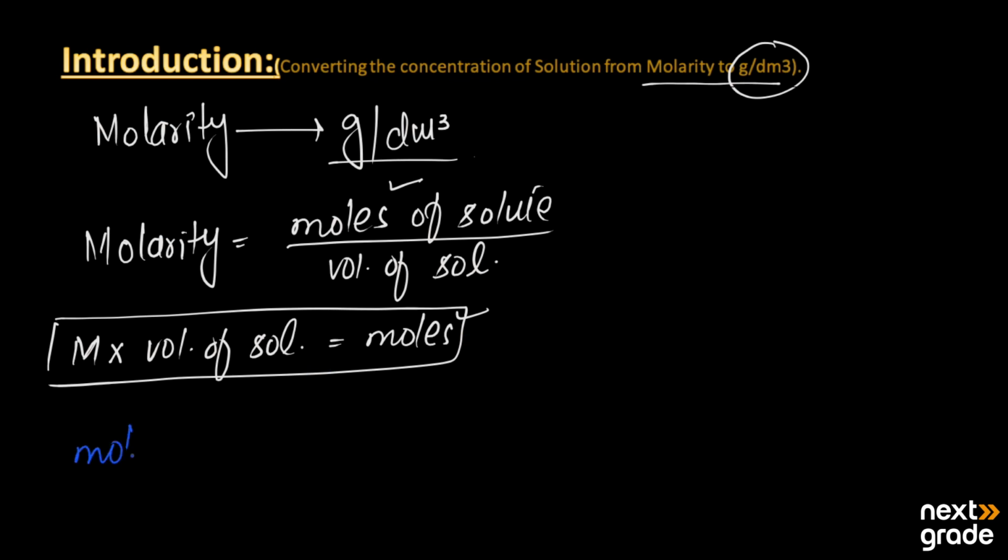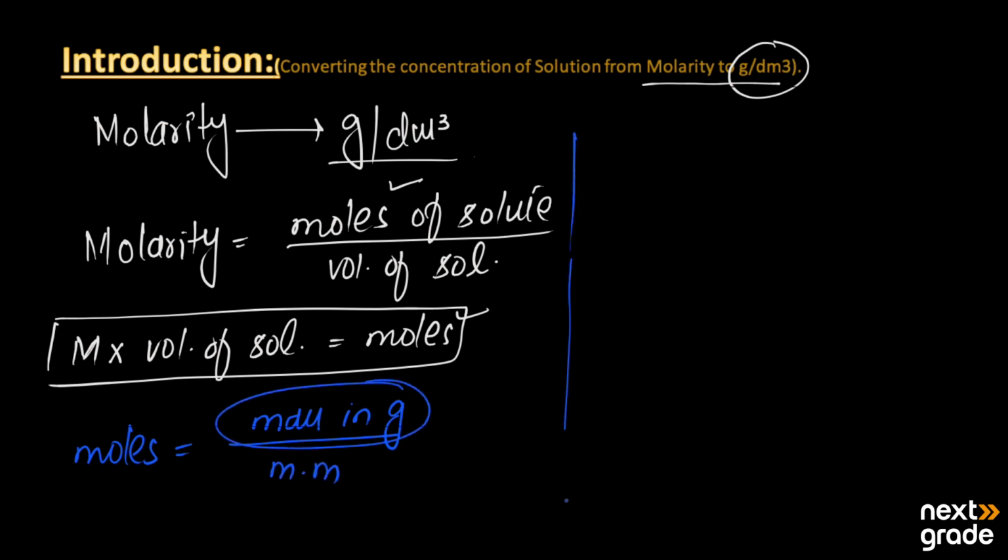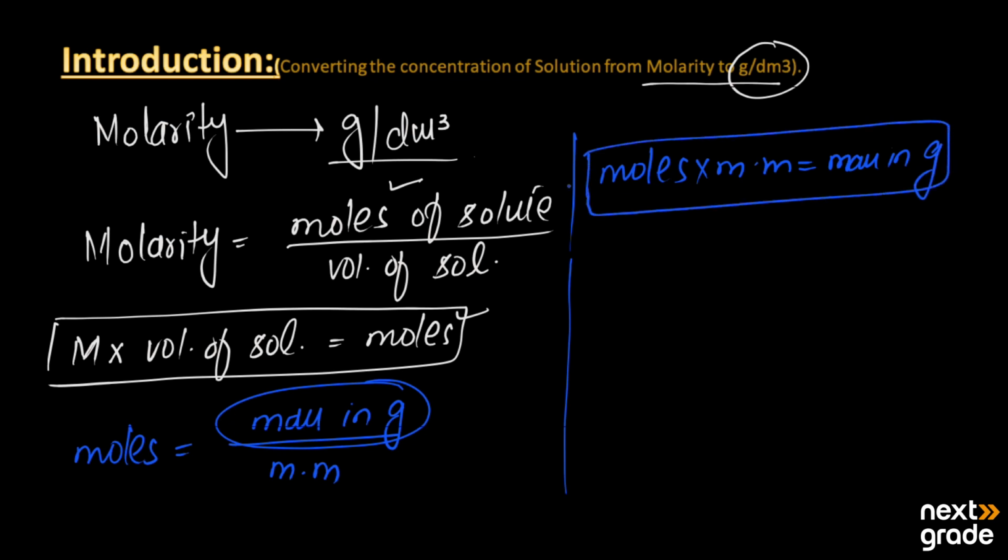As in the formula of moles we have mass of substance in grams divided by molar mass, here we have to find the mass in grams. So we will rearrange this formula and multiply the moles with molar mass. So we can find the mass of substances in grams. We will use these formulas by rearranging them.